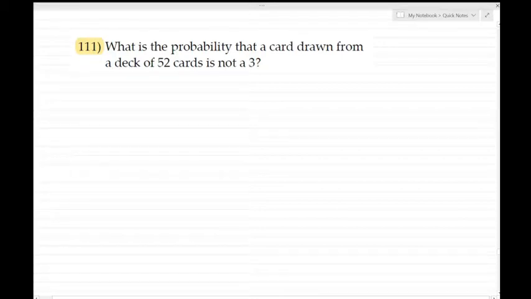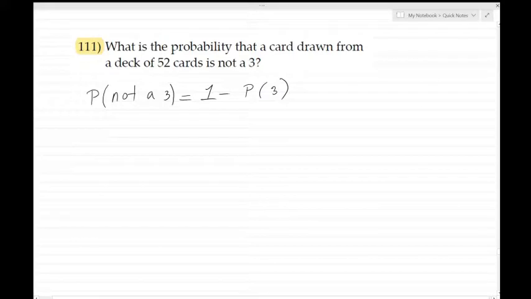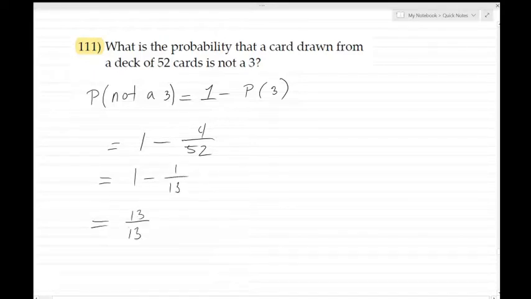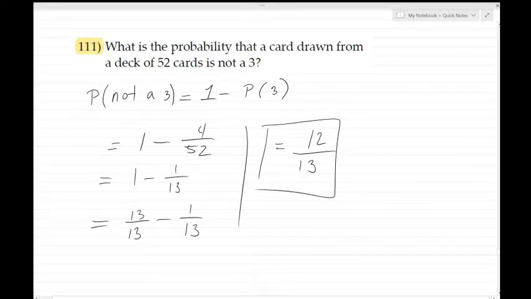Okay, next, what is the probability that a card drawn from a deck of 52 cards is not a 3? So the probability of not a 3 is equal to 1 minus the probability of getting a 3 from a deck of cards. For the exam, there will be a formula sheet available, and it also has a deck of cards for your convenience. So this is equal to 1 minus, well, what is the probability of getting a 3? There are 4 threes out of the 52. So 1 minus 1 out of 13, so 13 over 13 minus 1 over 13, we'll get 12 over 13 as the probability that you do not get a 3. So remember, the probability of something not happening is equal to 1 minus the probability of it actually happening, okay?